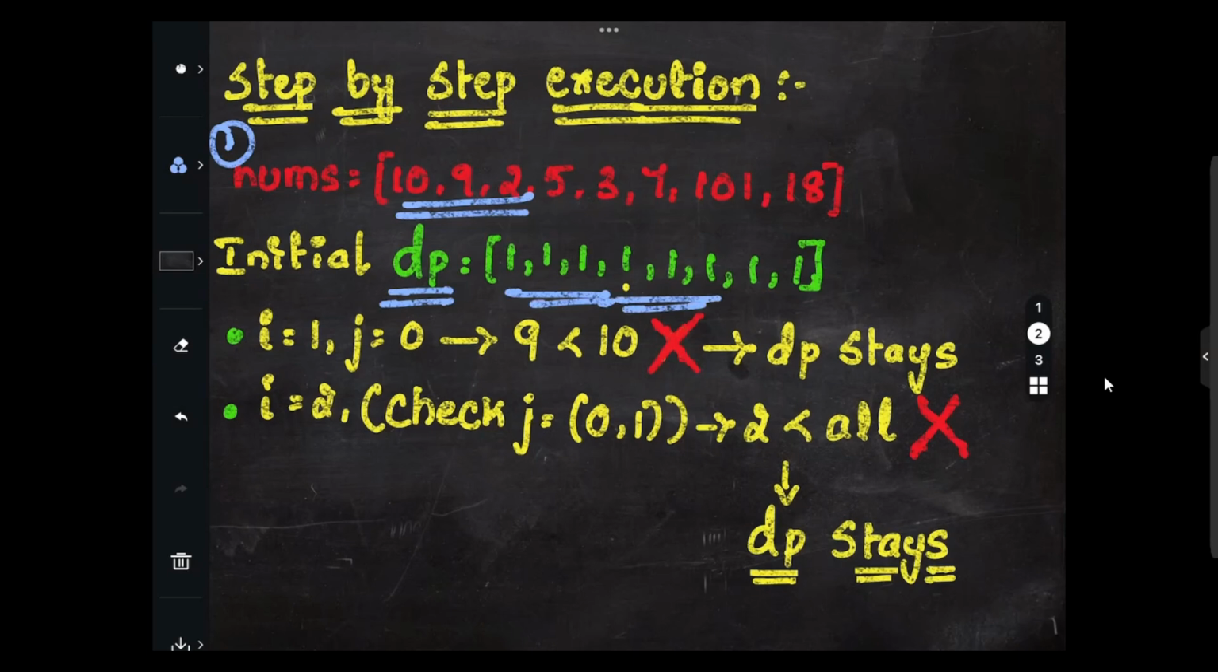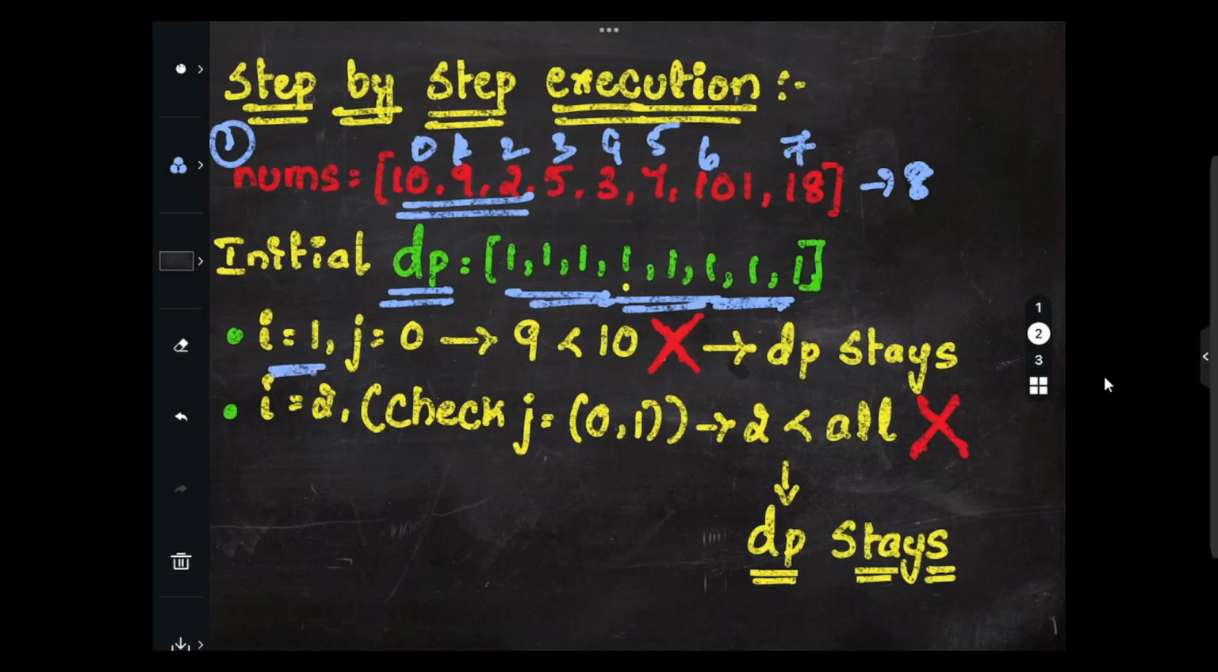Basically, we have here 0 1 2 3 4 5 6 7 indices. So the length is 8 in this case. So with 8 elements, we will be filling the DP array with 8 ones initially, right? So let's start with the first one.